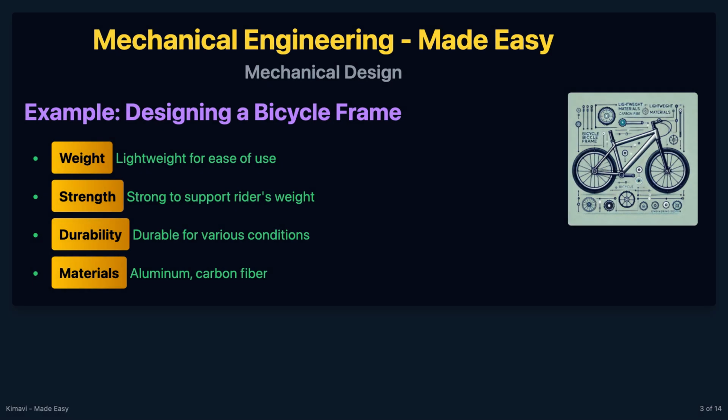When designing a bicycle frame, engineers must consider factors such as weight, strength, and durability. The frame must be lightweight for ease of use, strong enough to support the rider's weight, and durable to withstand various riding conditions. Materials like aluminum and carbon fiber are commonly used due to their favorable strength-to-weight ratios.